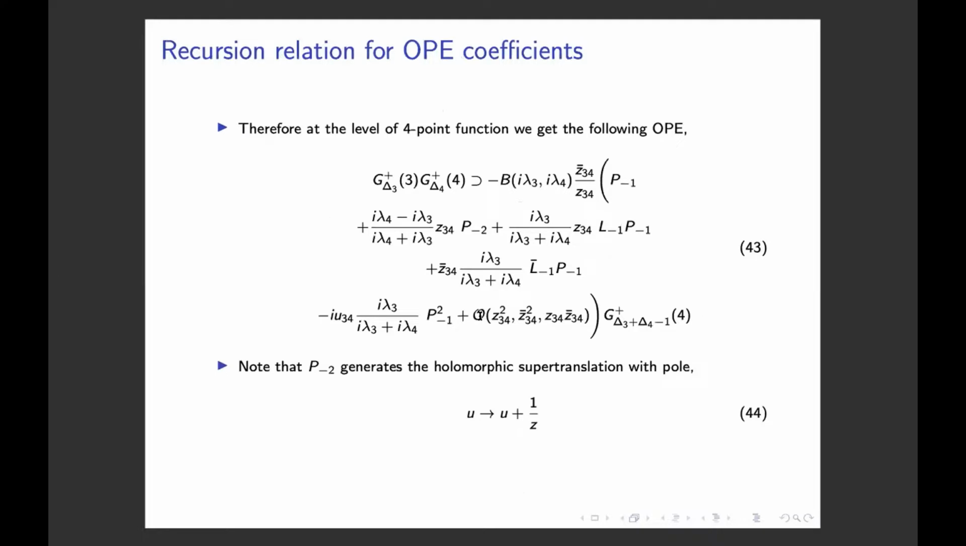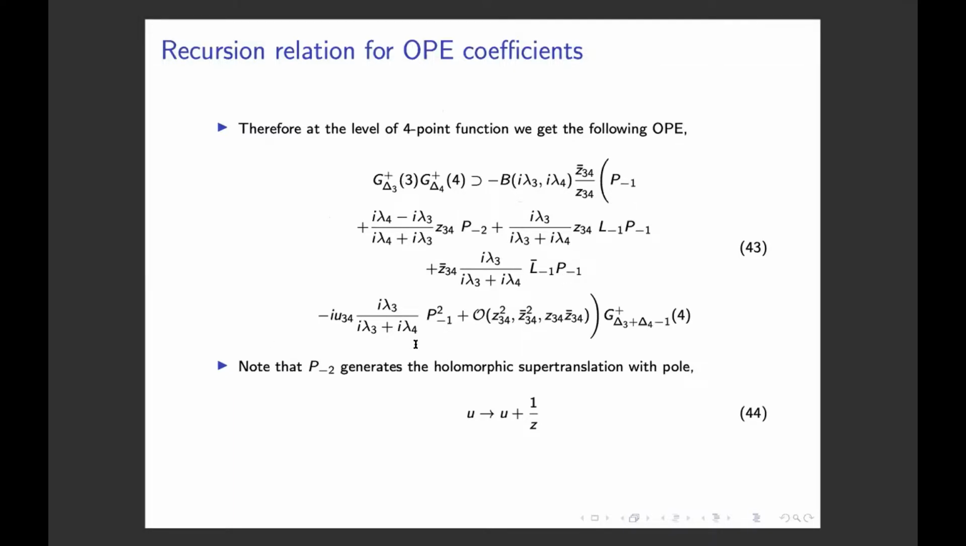So we got this P_{-2} phi. Now let me write the OPE in this form. So I have G_delta3 plus G_delta4 plus, and so a part of the OPE, the first subleading terms, are given by this B times P_{-1}, P_{-2}, L_{-1} P_{-1}, and L bar_{-1} P_{-1}.